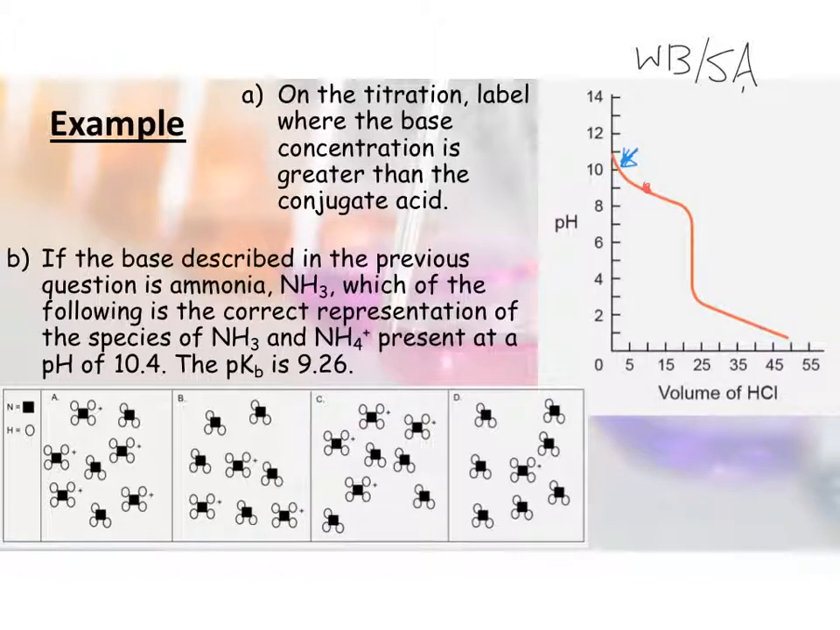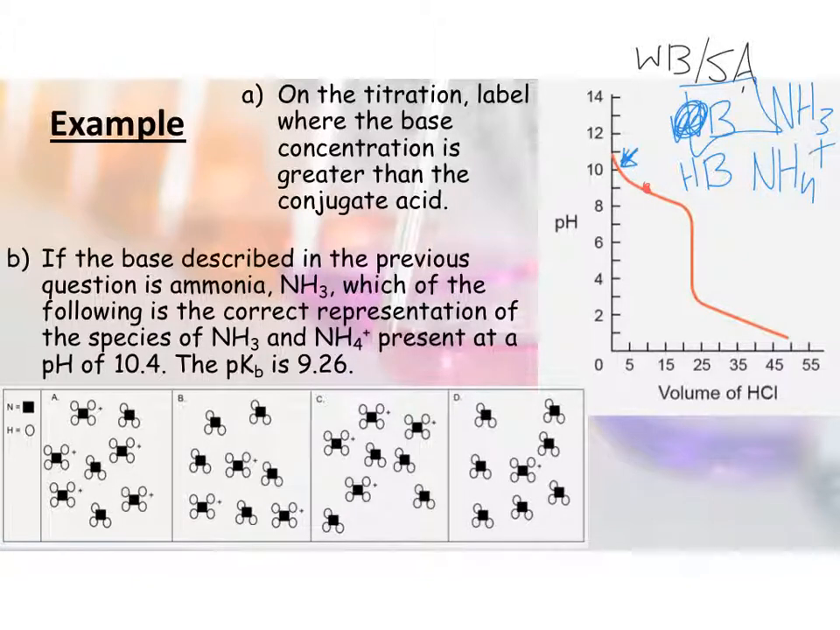Okay, now we want to know what it looks like at a pH of 10.4, so we're up towards right here, okay? All right, so we definitely know that because we're before the equivalence point, we should have more of the weak base than we should have of the conjugate acid. Okay? All right. So definitely need to make sure we have more NH3 than we do NH4 plus.